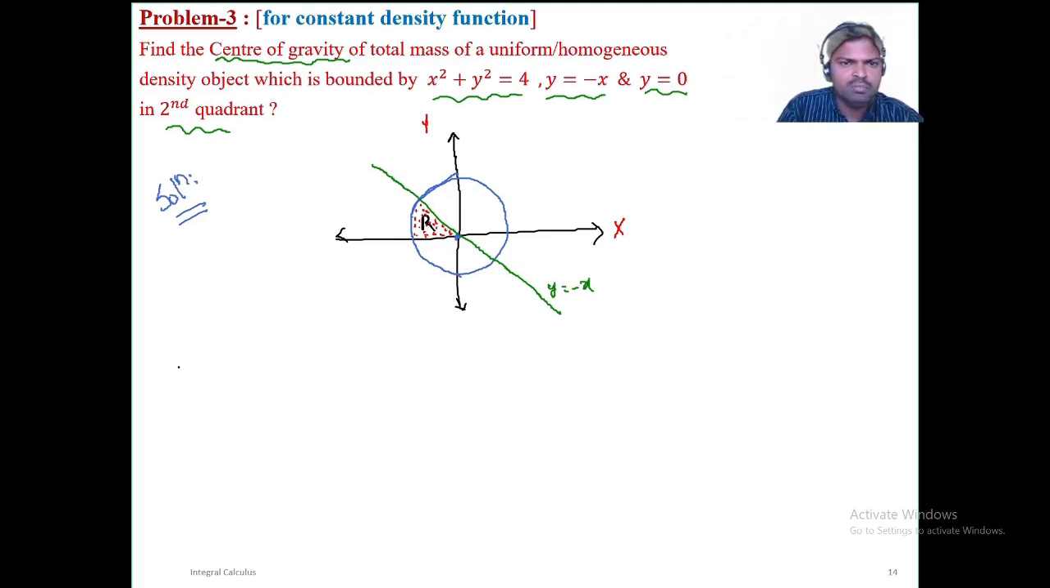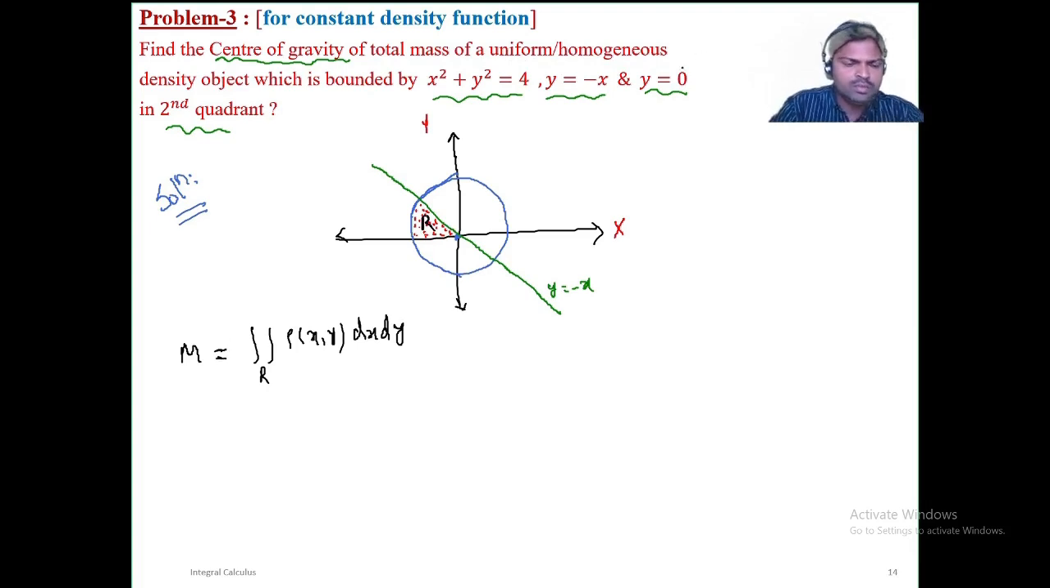Now how to find the center of gravity for this? First I require the mass, right? So what is the mass? Mass is equal to the double integration over R of rho of x comma y dx dy. Here it is given that it is a uniform density object. So let us take the density as k.